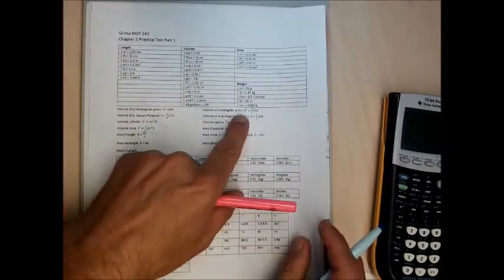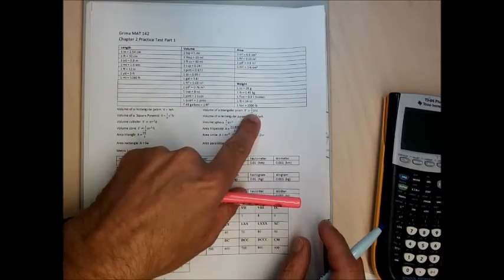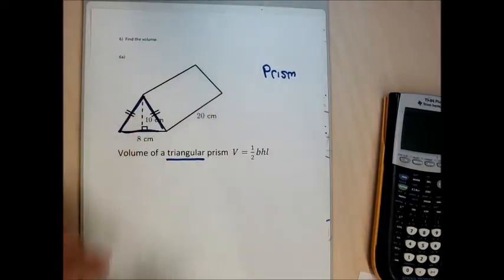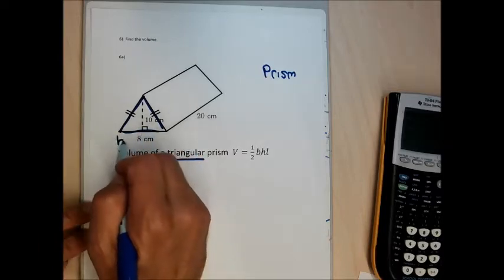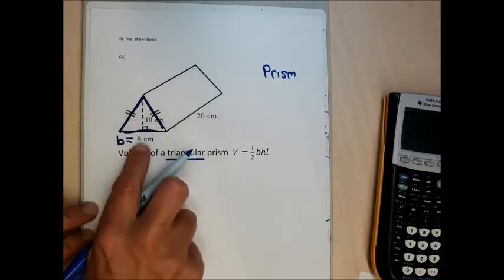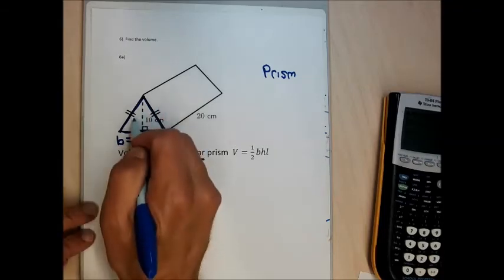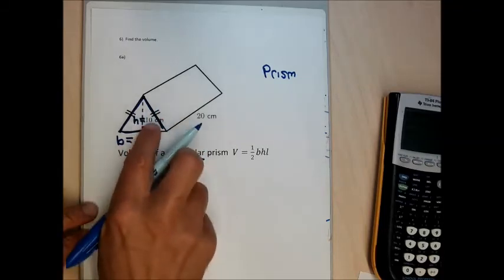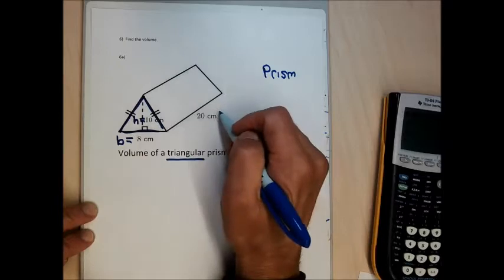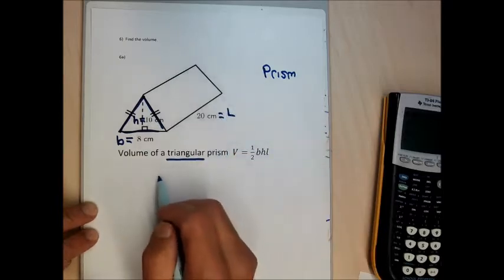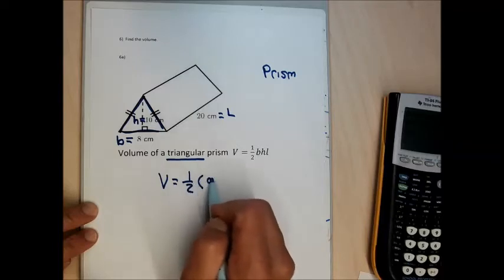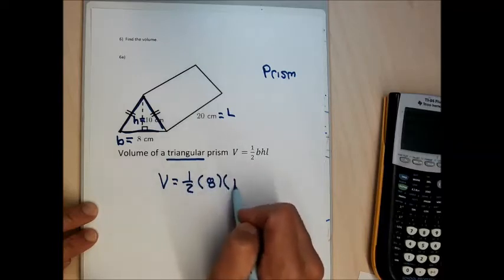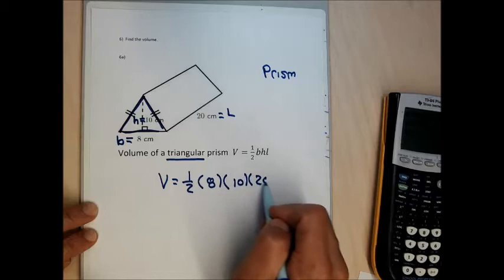I found the formula 1/2 base times the height times the length, and now I'm going to use that formula. The base times the height comes from the triangle. So the numbers I'm going to need in the formula: the base is going to be the 8 because it's the base of the triangle. The height is going to be the height of the triangle, which is the 10, and then the third length must be the L. So for my volume, I'm going to go 1/2 times base of 8 times height of 10 times length of 20.